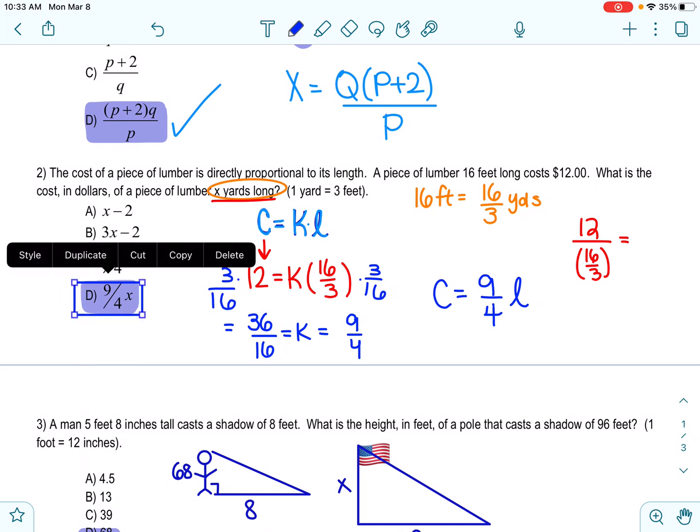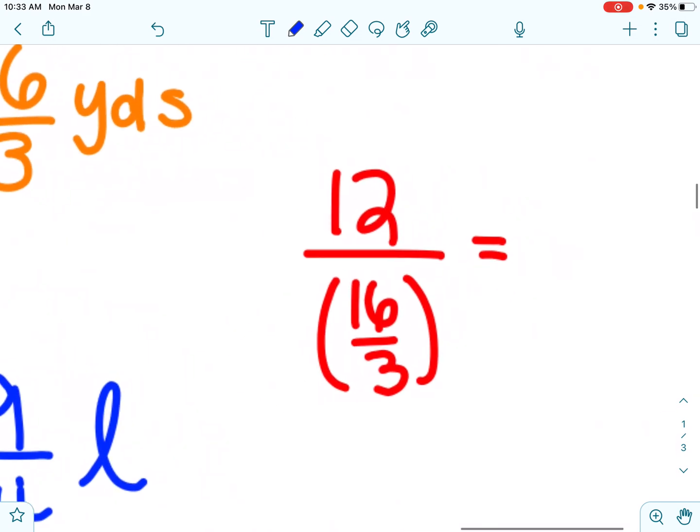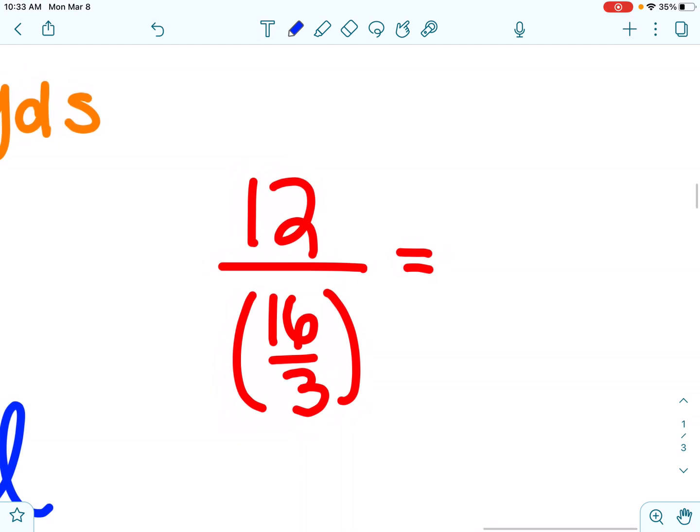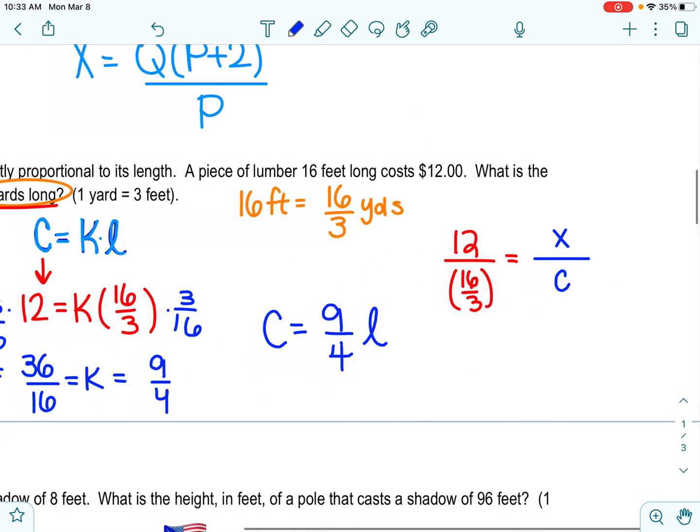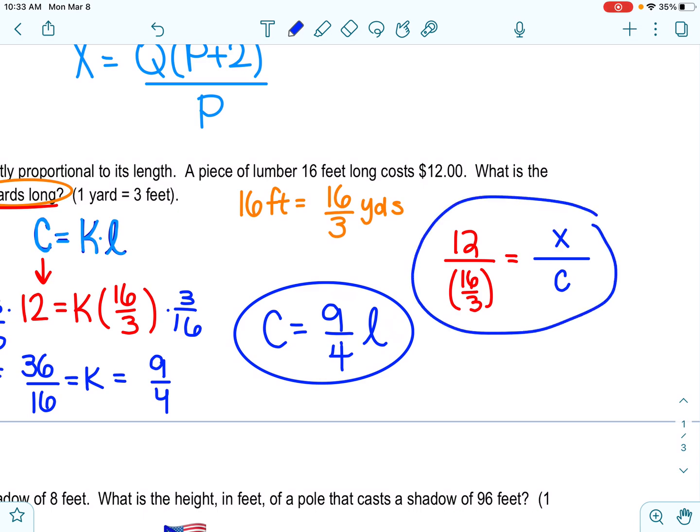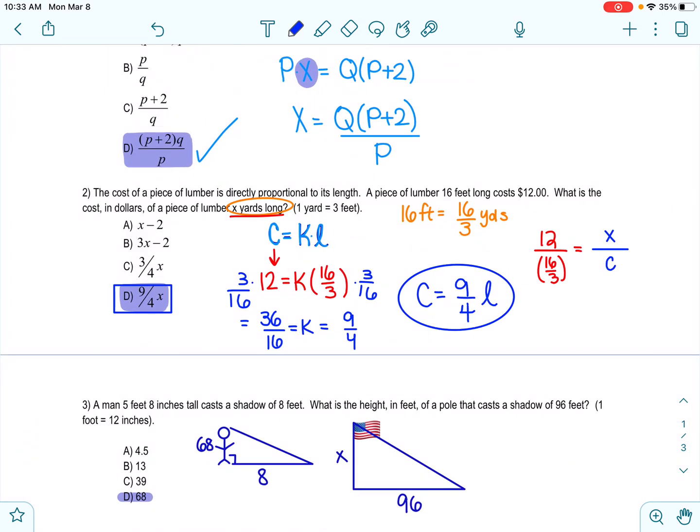Now, I also could have made a proportion, but it would have been challenging because of the change in units. Since I went from feet to yards, I would have had to set up a proportion that looks like this: 12 over 16 thirds equals X over C. I just thought that was a lot of variables, the X being the lumber amount, and the C being the cost. In my equation, instead of an X, I had an L, but this is how you would have set up the proportion to get the right answer. So that one's a tough one.